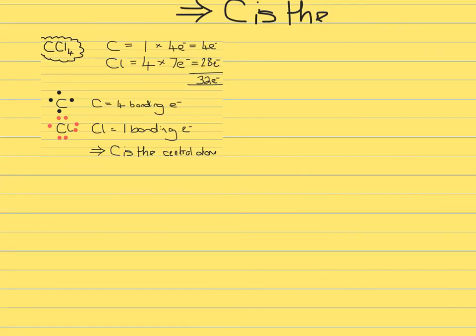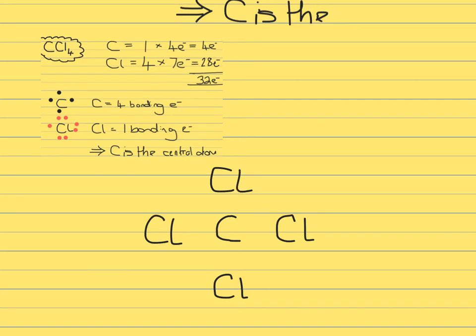Okay, so just giving ourselves a little bit more room just to finish off our working out for this one. So to finish this off, what we're going to do is write our carbon as our central atom. Okay, and we're going to place a bond between each carbon and each chlorine. I'm going to represent that bond with 2 dots.